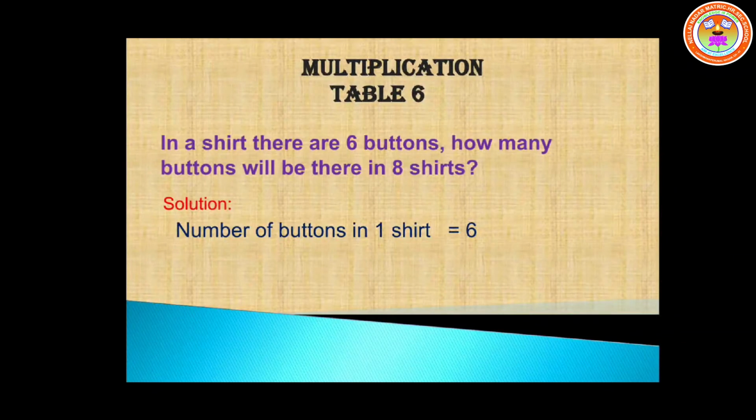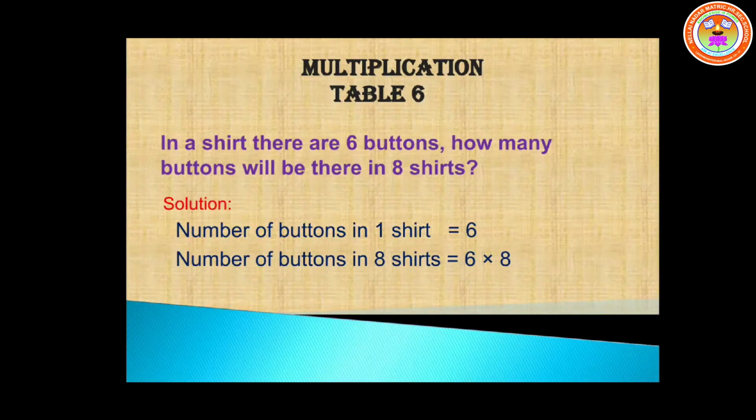And what should I find? I should find how many buttons will be there in 8 shirts. So the number of buttons in 8 shirts is equal to, in one shirt how many buttons are there? 6. I should find for 8 shirts. So 6 into 8. Now for this I should know the 6 tables. When you are doing this, you can write the 6 tables at the side. Here I have not written it, but when you write in your classwork, you can write it. So 6 into 8. 6 8s are 48. So there are 48 buttons in 8 shirts.